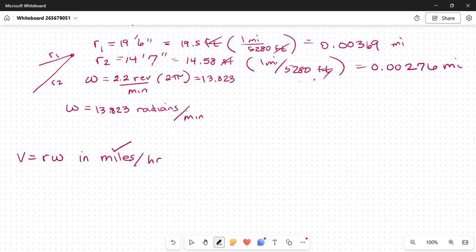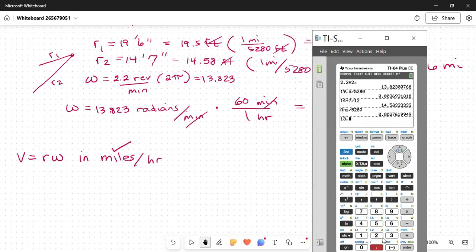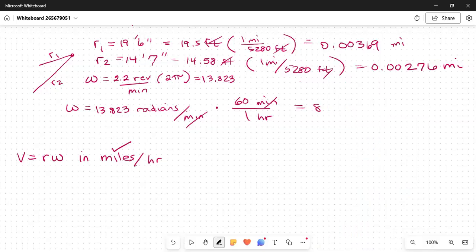That's good. And now we're going to express the angular speed in terms of hours. So if we have minutes in the denominator, I've got to multiply by a fraction that gets rid of the minutes. There's 60 minutes in 1 hour. So W is equal to 13.823 times 60, which is 829.38. And that's radians per hour.